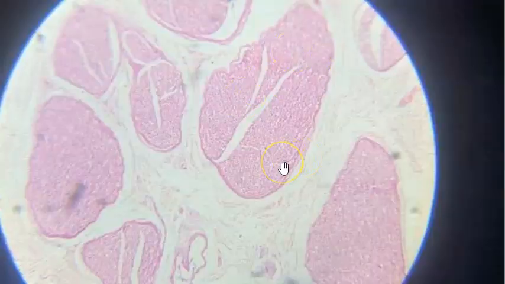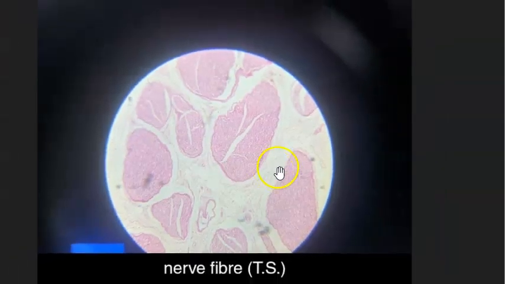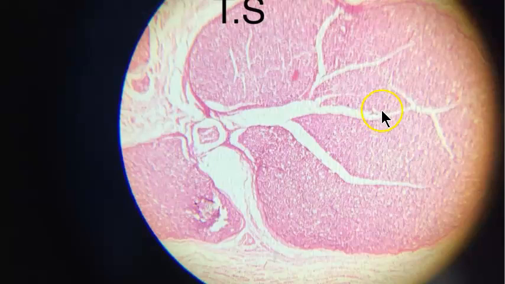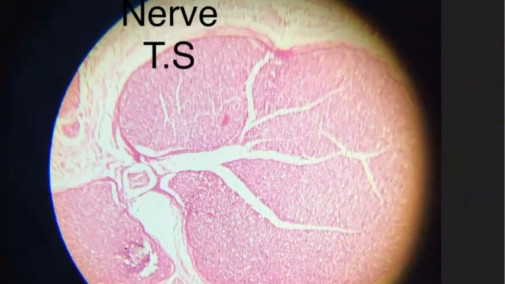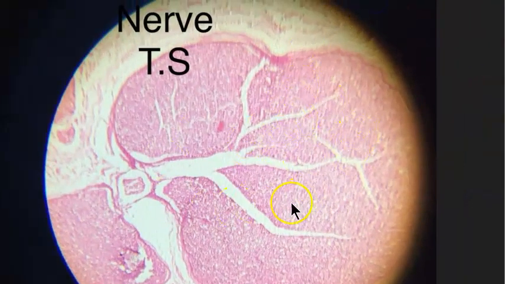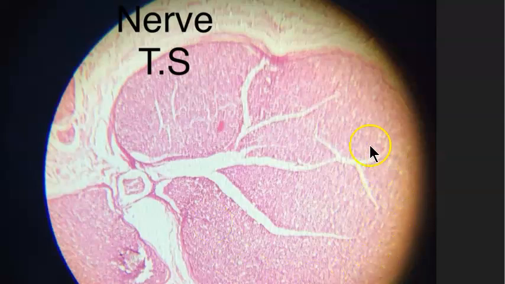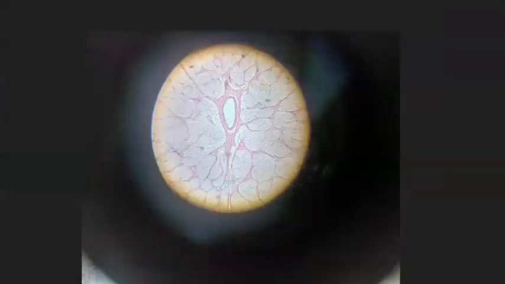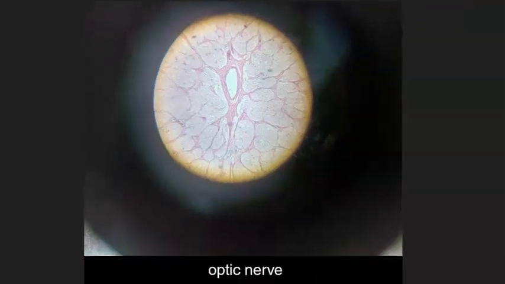Such a beautiful diagram, very unique, right? So pretty. What do you think this is? This is a nerve fiber transverse section. Okay. Transverse section of nerve fiber. It looks like a tree, right? Within this pink branches of a tree like. Nice it is. In 2 seconds you can identify this. What is this? Optic nerve.